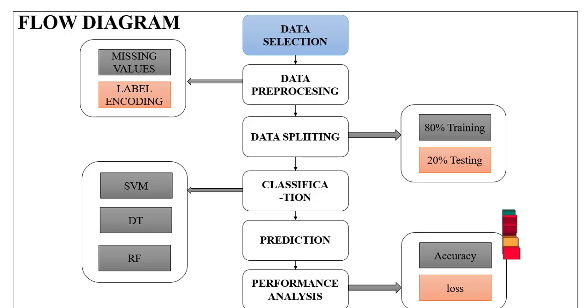And this is a flow diagram: from the data selection we move on to the data pre-processing by handling the missing values and the label encoding, and then the data is split in an 80-20 ratio of training and testing data, and then classification with SVM, DT and RF, and then the prediction and the performance analysis: accuracy and loss, and sensitivity and specificity.